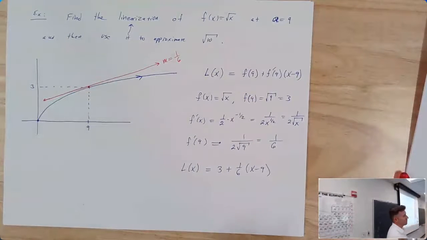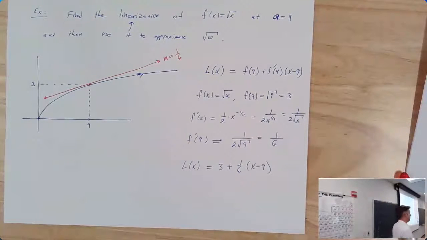Here's a thing worth noting. You could totally write this in mx plus b form, right? You can distribute the 1/6, get something, add 3 to it. You shouldn't. The point of writing it like this is it's going to make it easier to calculate the thing you're being asked to calculate. So if you're finding a linearization, whether it's a linearization of a function of one variable or very shortly 2 variables, you're going to see that leaving it like this is actually to your benefit. Because now what we're going to do is plug in 10.